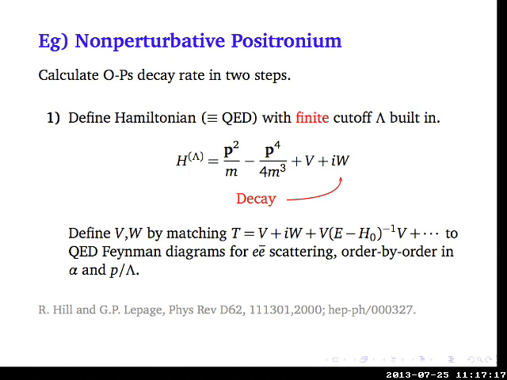Do you remember? It'll be what? I can't remember. R lambda or R squared. It's really R squared. It's the Q squared there. It's 1 over lambda squared. Yeah. And lambda squared is like 700 MeV or something.